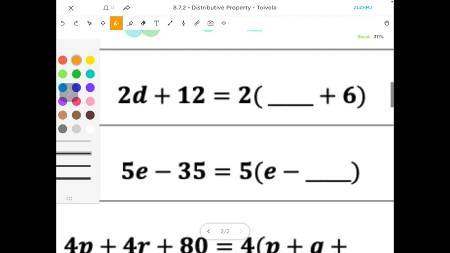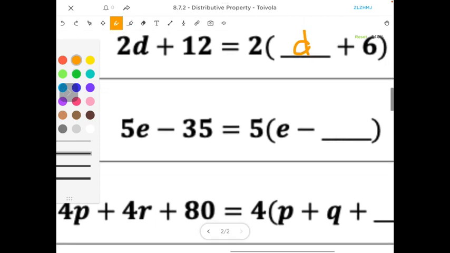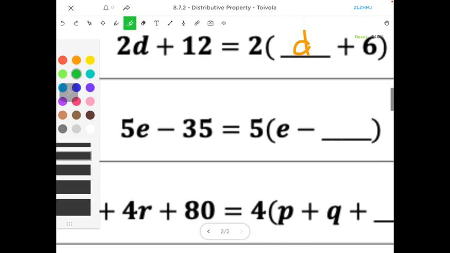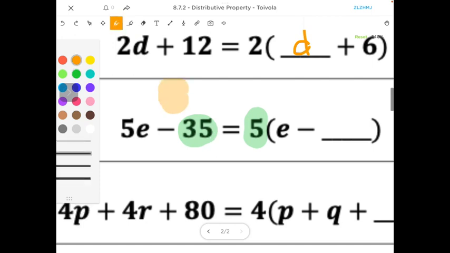All right, I'm going to go pretty quick. The next one is D, 2D plus 12. The next one, I had to make 35. I know that there's a 5 out in front. So 5 times something is 35. Whoa. 5 times question mark is 35, and that's 7. So that question mark goes right there, 5 times 7.